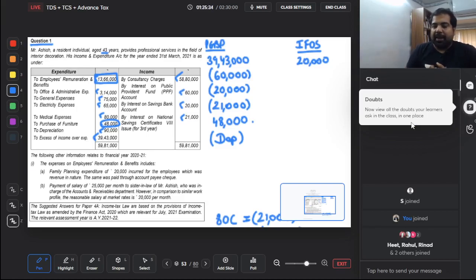Guys, family planning expenditure is allowed, but only to companies. Ashish is not a company. So have you minused it? Yes, sorry, you'll have to add it back.